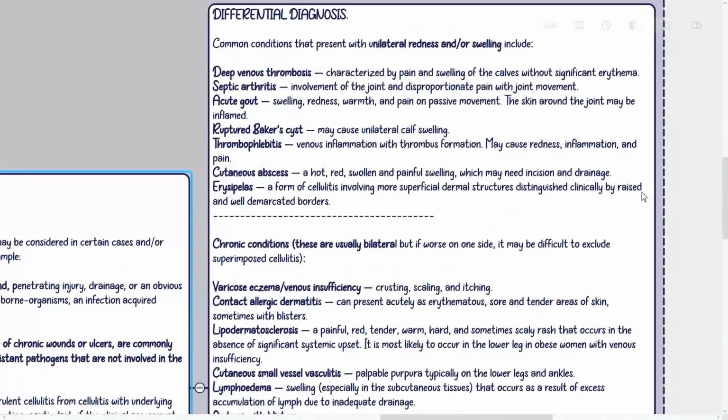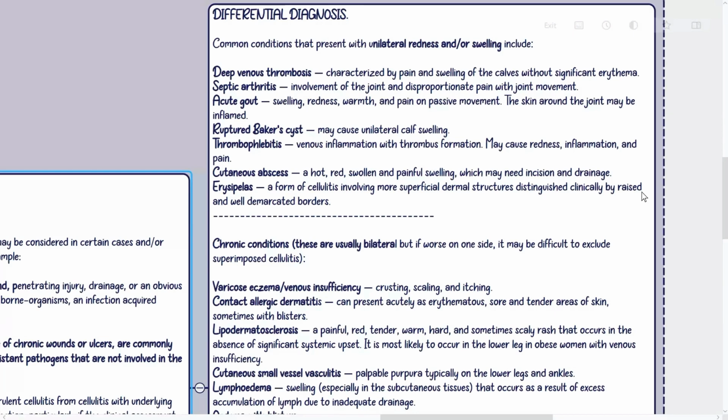Common conditions that present with unilateral redness and/or swelling include deep venous thrombosis, characterized by pain and swelling of the calves without significant erythema. Septic arthritis, involvement of the joint and disproportionate pain with joint movement. Acute gout, swelling, redness, warmth, and pain on passive movement. The skin around the joint may be inflamed. Ruptured Baker's cyst may cause unilateral calf swelling.